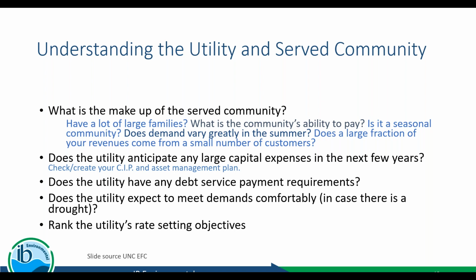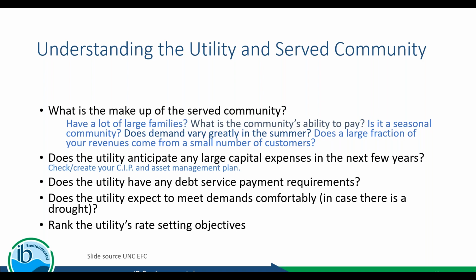If the utility has big capital expenses, so they need to add big pieces of equipment or new plants, for instance, in the next few years, that's something to consider. Are there loans that need to be repaid? We have to consider those debt service requirements as well in the rate setting process. Right now, to Catherine's question too, if we don't have enough water, so we don't expect to be able to meet demand comfortably, for example, if there's a drought or if somehow our water source has been contaminated, how are we going to address that? And that should result in increased rates in most cases, right?